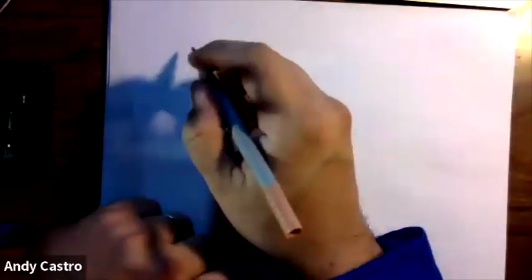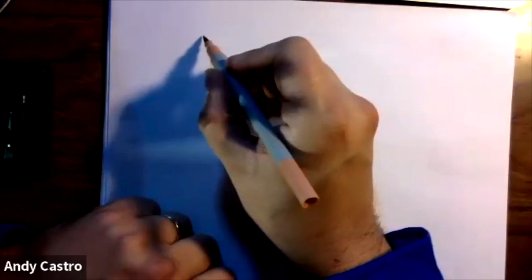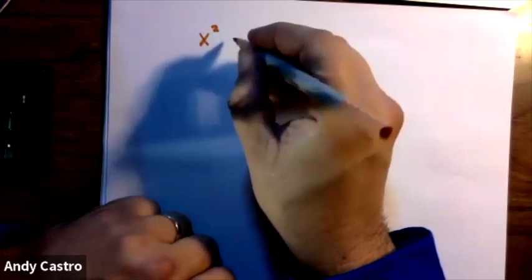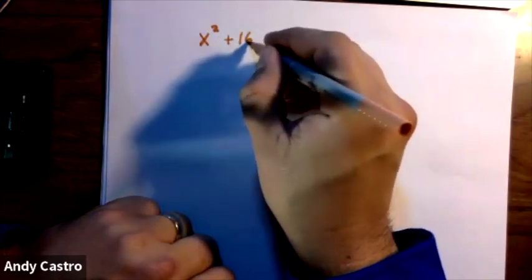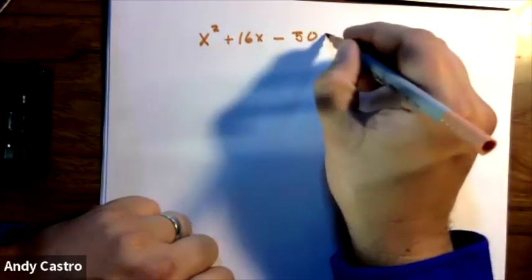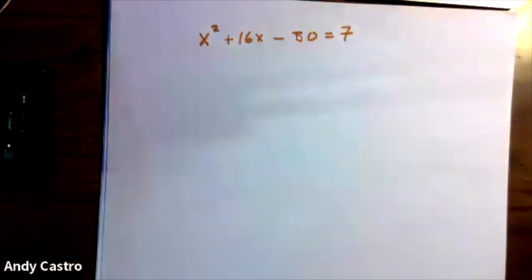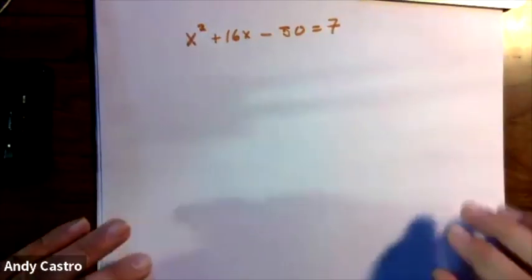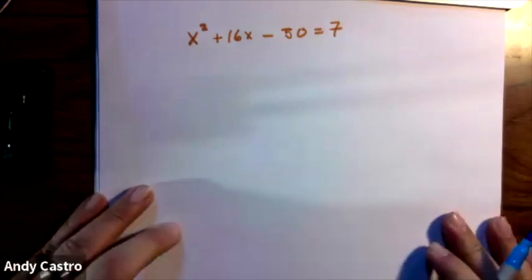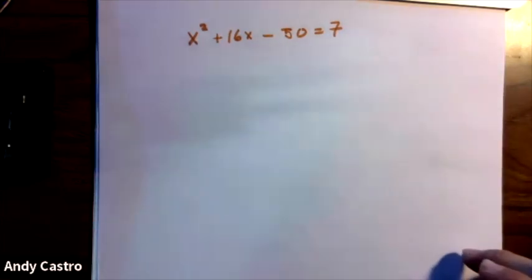Let's do another one. Okay, let's do x squared plus 16x minus 50 is equal to 7. X squared plus 16x minus 50 is equal to 7. So the first thing we want to do, we're going to solve this by completing the square.